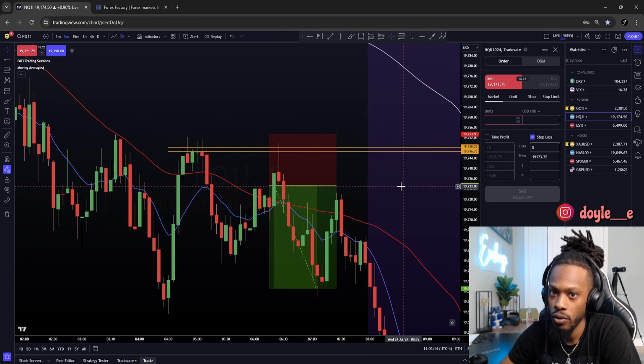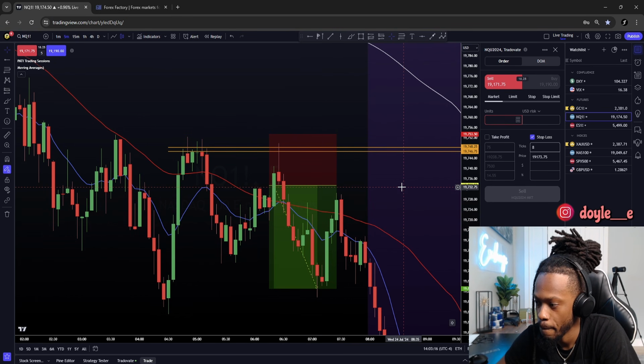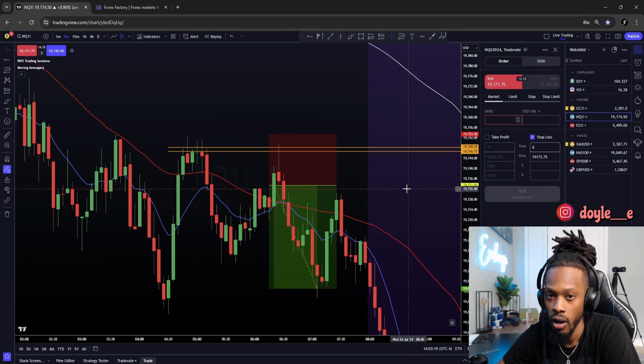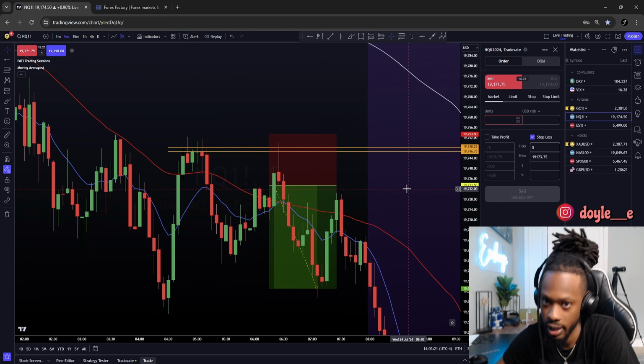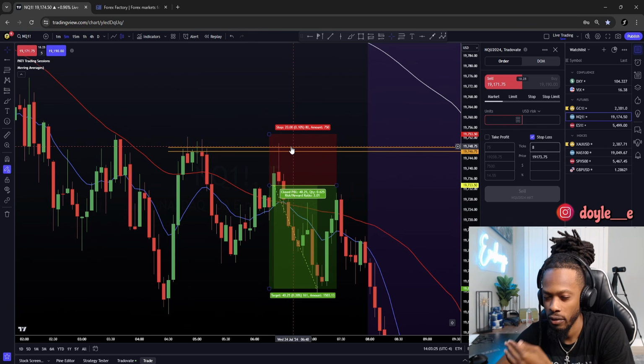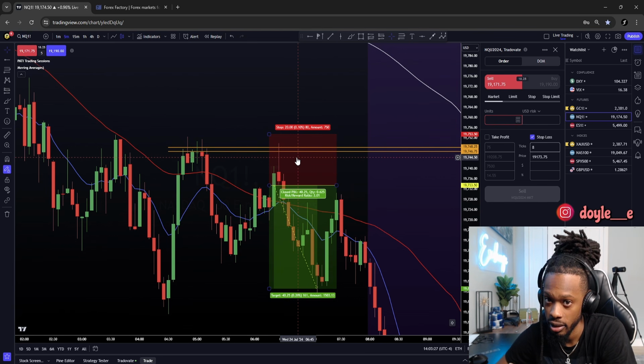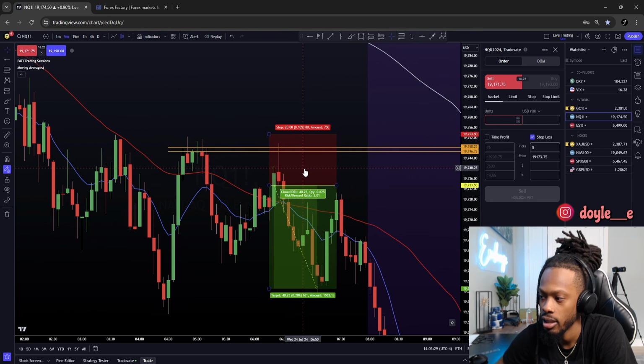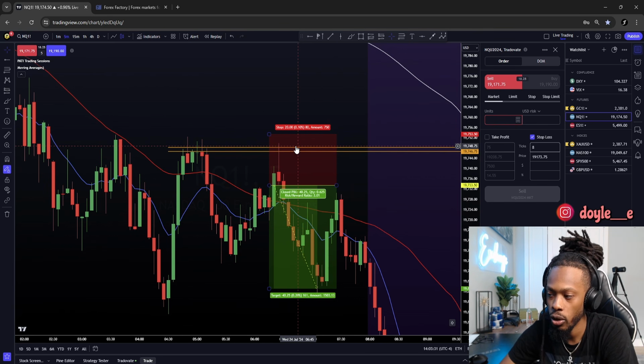NASDAQ moves in quarter increments. Okay. NASDAQ is worth $20 per point. So a 20-point stop loss worth $20 per point is what? $400. So if you lose this trade, you lose $400 using 1 contract.